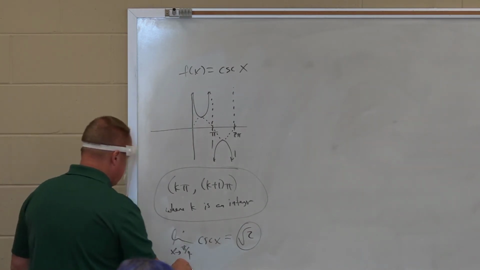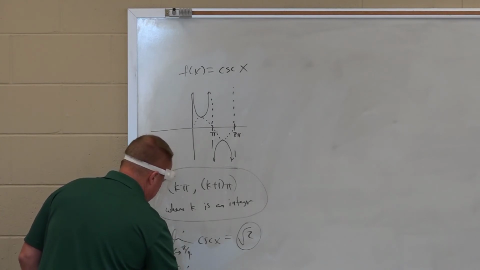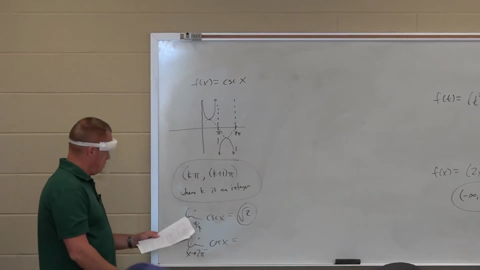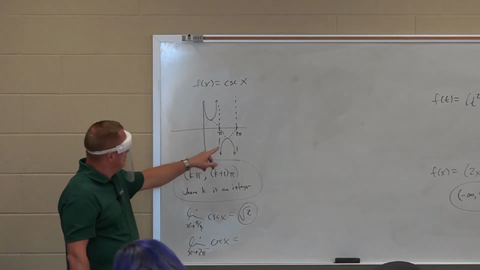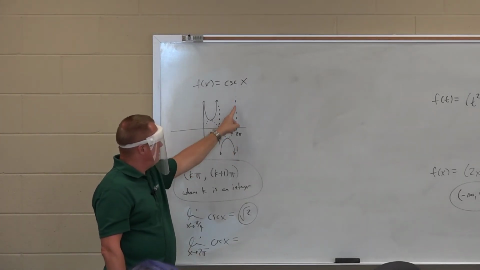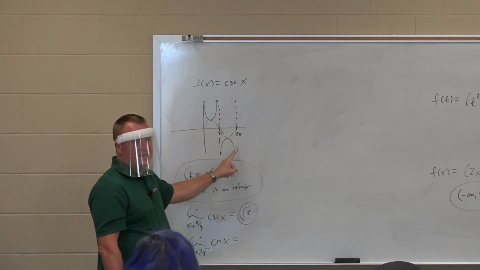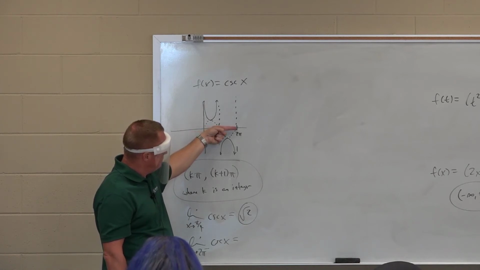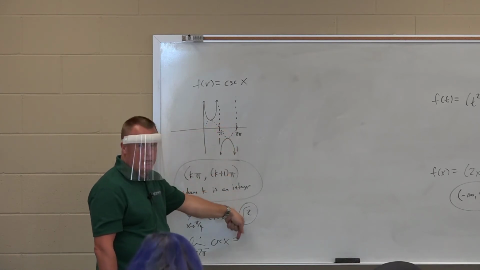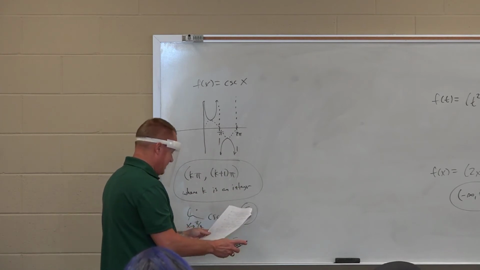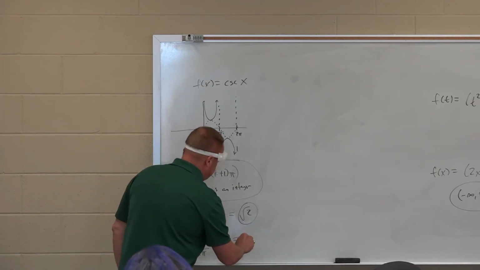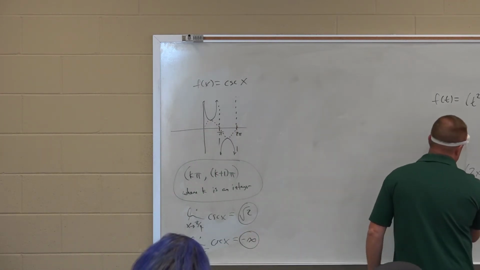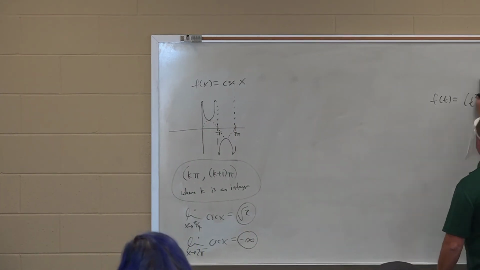The limit as x approaches 2 pi from the left. Okay, well, here is 2 pi. There is a vertical asymptote at 2 pi. So as it approaches 2 pi from the left, what is the y value doing? Down, down, down, down, down, right? So that one would be negative infinity. Okay? Questions about that?